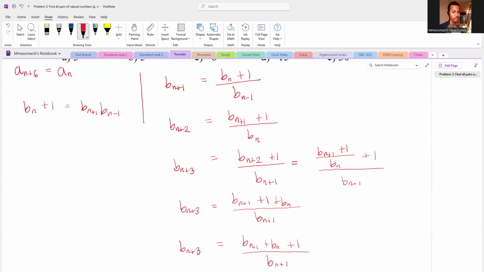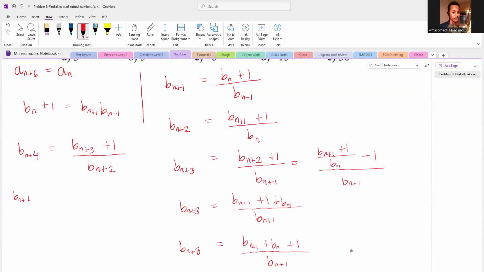Next, let's try to get b(n+4). So b(n+4) is going to be equal to (b(n+3) plus 1) divided by b(n+2). Okay, so how can we break this down? Let's try and express it in terms of b(n+1) and b(n).